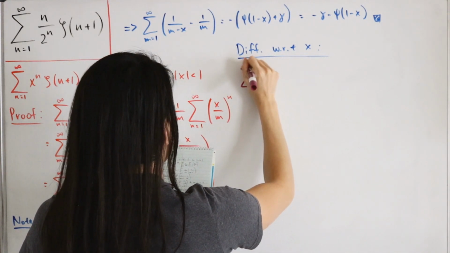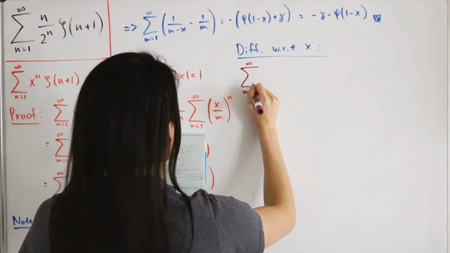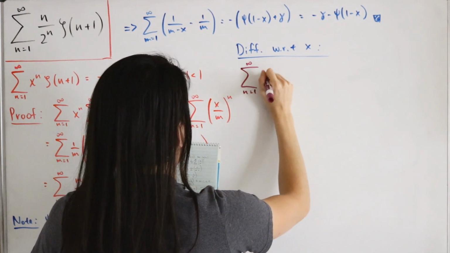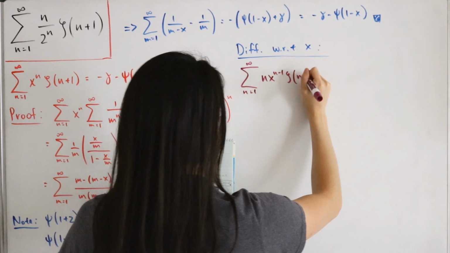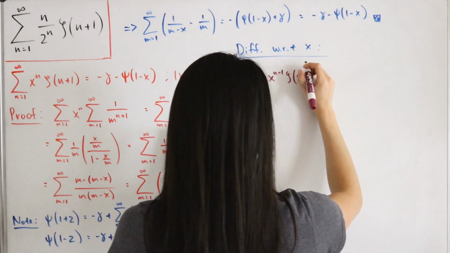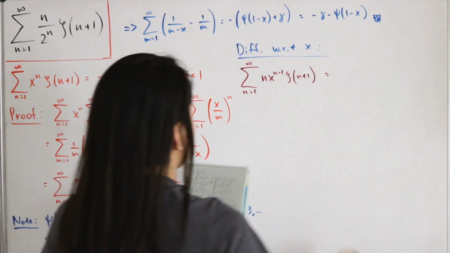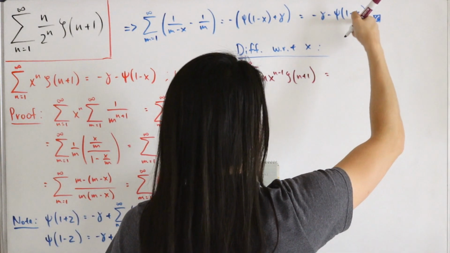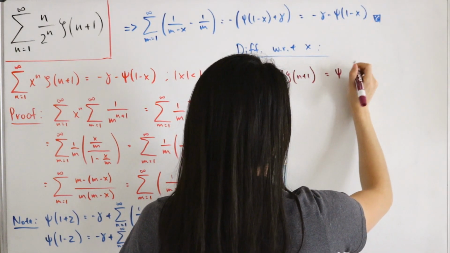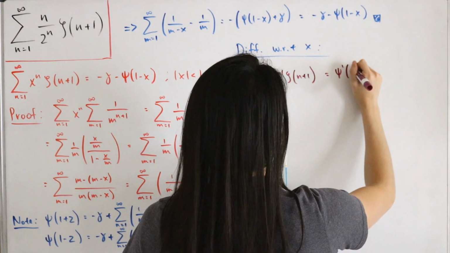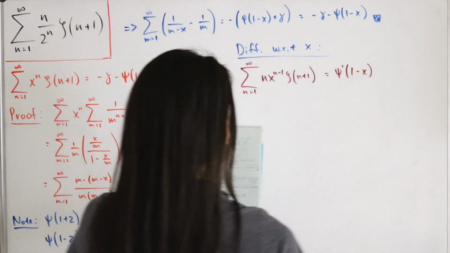So the infinite sum at n is equal to 1. Now this is going to be n times x to the power n minus 1. This is still the Riemann-Zeta at n plus 1. And then take this derivative with respect to x, so let's utilize the chain rule. It's a subtract from the minus x, so that becomes a positive. So the derivative of the digamma of 1 subtract x, okay?